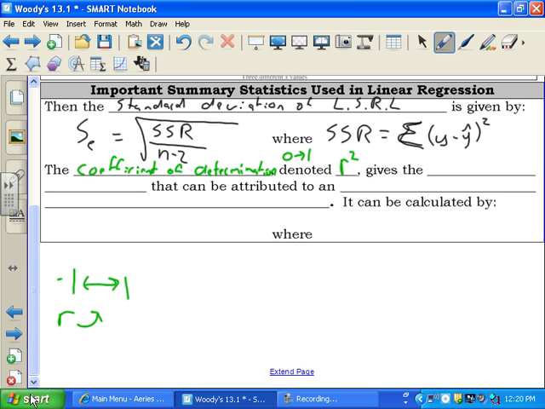R squared, here's your definition again. It gives the approximation, the typical variation in Y. The textbook definition says the proportion, but if you look back in your notes, I said typical variation in Y that can be explained by, can be attributed to, an approximate linear relationship between X and Y.